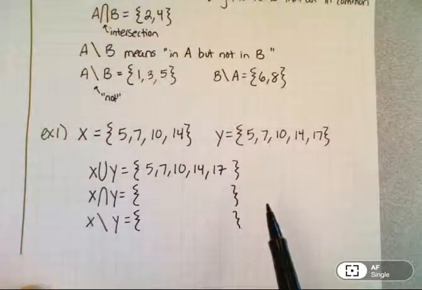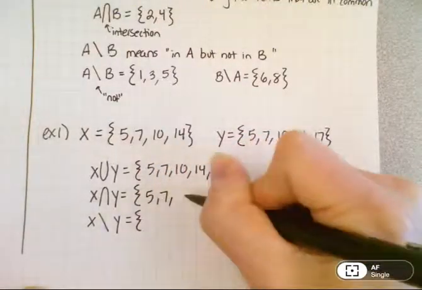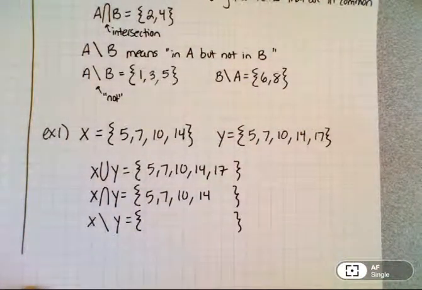The intersection, well, those are the items that are in both sets. And for this set, that's 5, 7, 10, and 14. Those are the items in both sets.